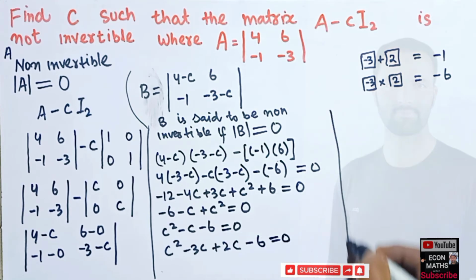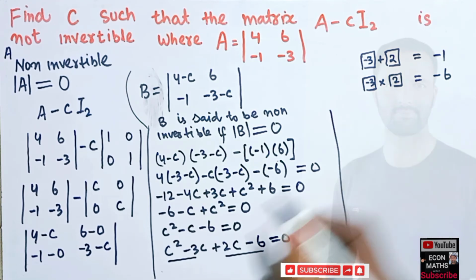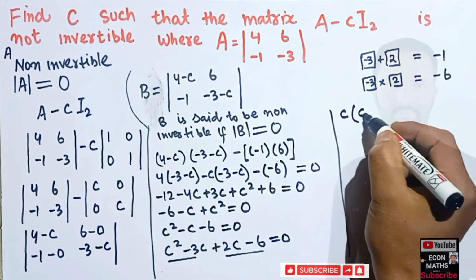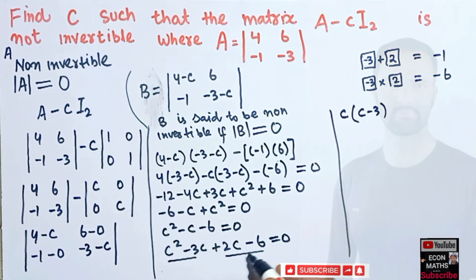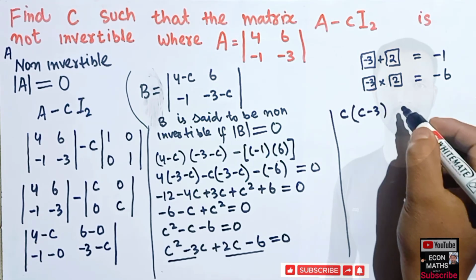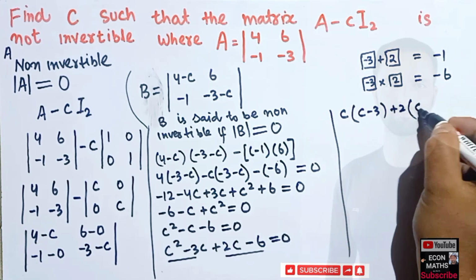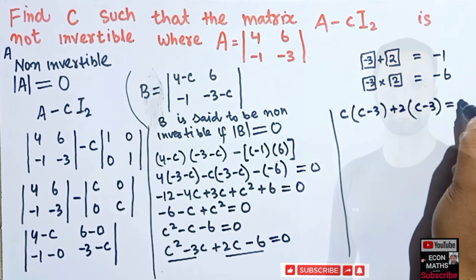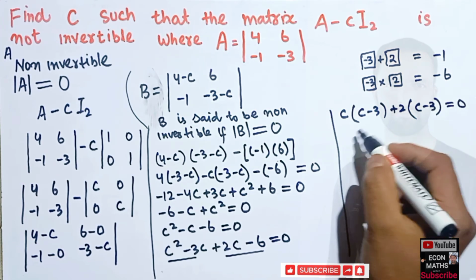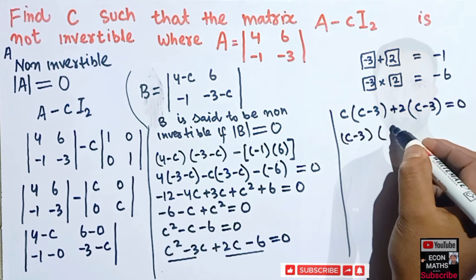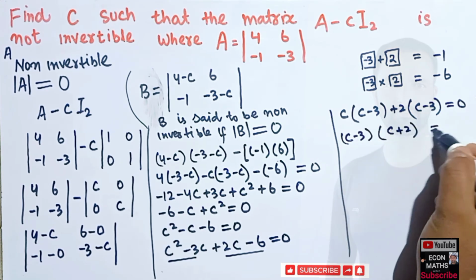Now we can factor out the terms. In the first two terms we factor out c, we are left with c minus 3, and in the last two terms we can factor out 2, and we are left with c minus 3. Or we just factor out c minus 3, we are left with c plus 2, is equal to 0.